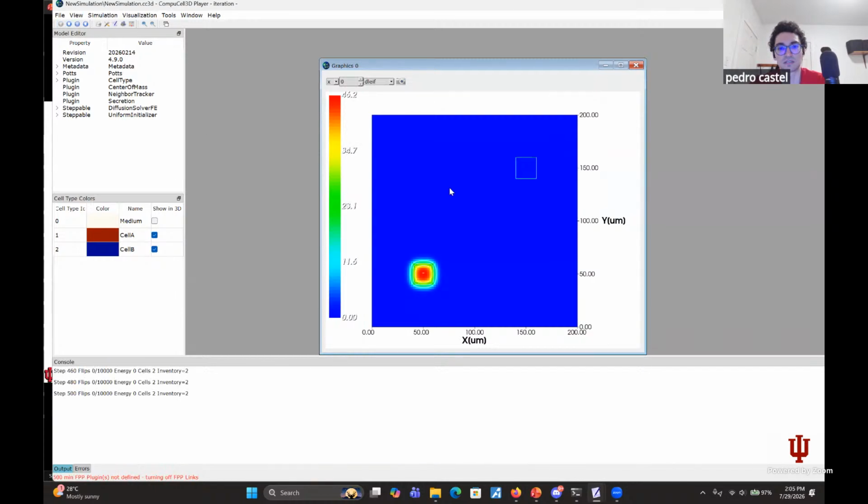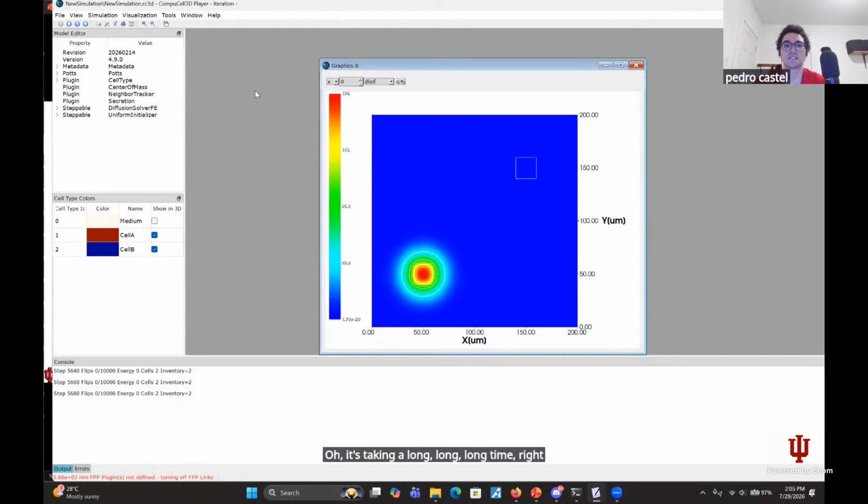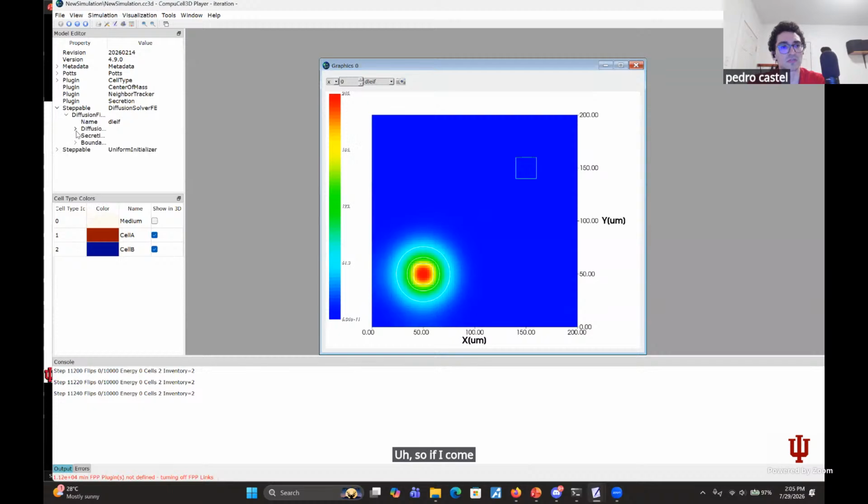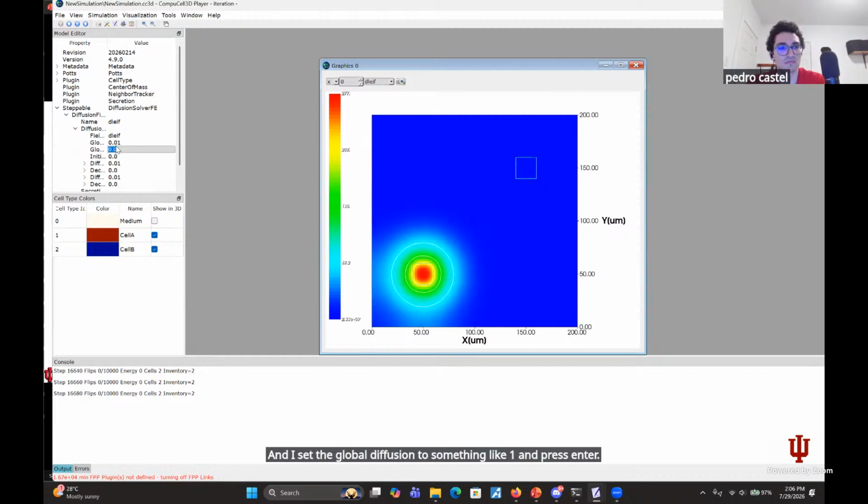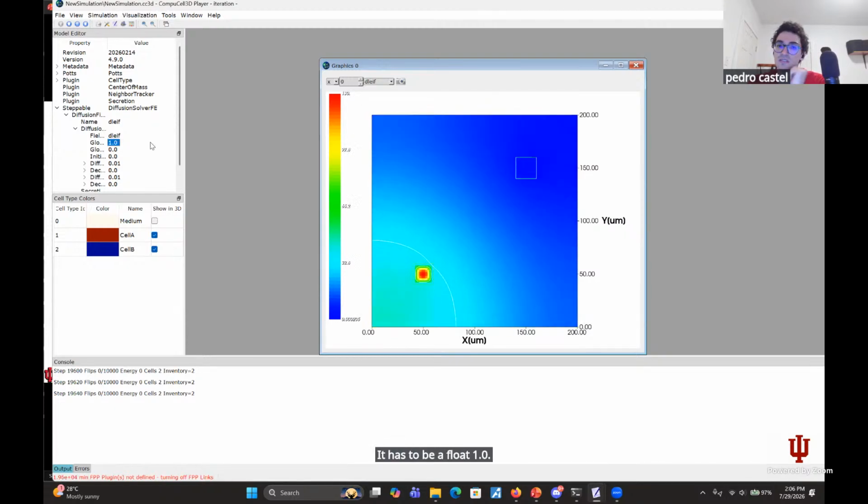And if I let this run, oh, it's taking a long, long time, right? So how can I speed this up? I can increase the diffusion coefficient, right? So if I come here to diffusion and I set the global diffusion to something like 1 and press enter, it has to be a float, 1.0. Then it diffuses very, very fast, and I can more quickly get to the result I'm looking for.